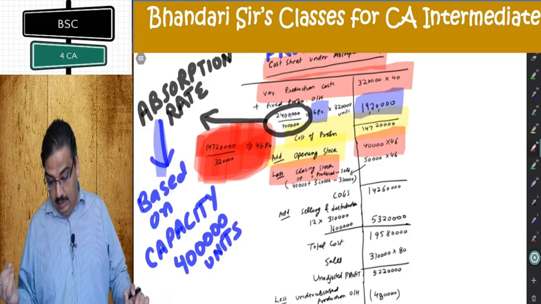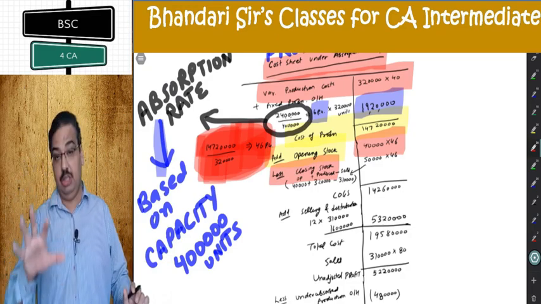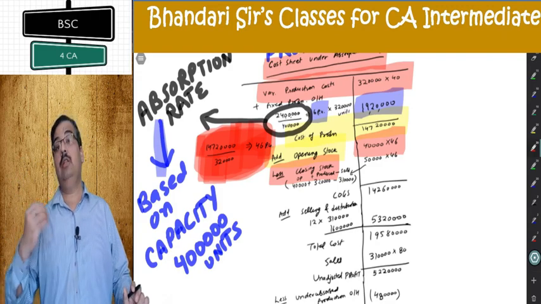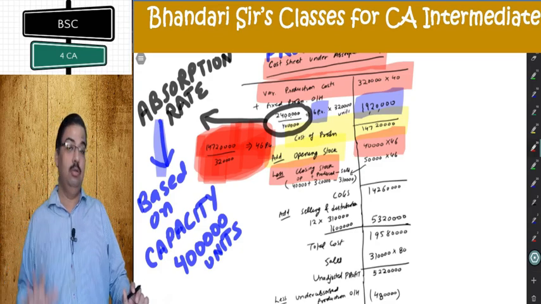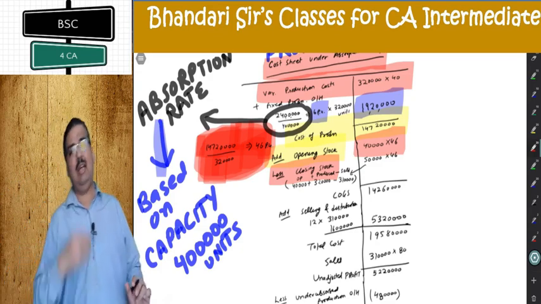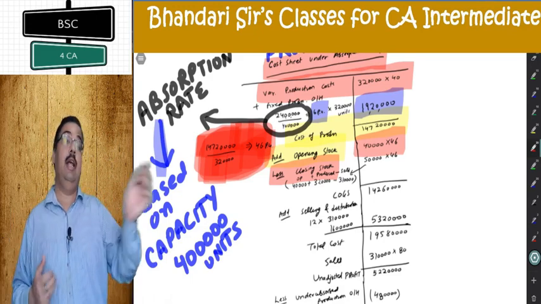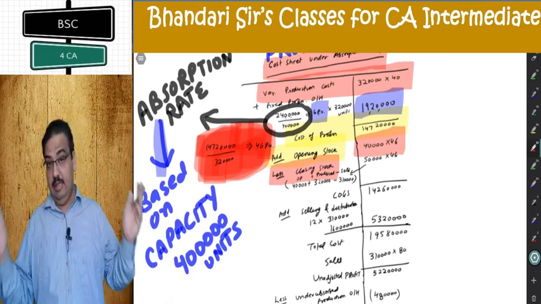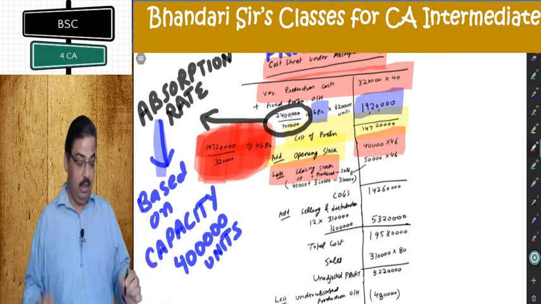Opening stock 40, produce 320, available for sale 360. Out of that sold 310. Balancing figure 50,000 units are closing stock. Or you can say current year increase in stock is 10,000. You produce 320, you sell 310. There is an increase in stock of 10,000. Opening was 40, closing has to be 50.